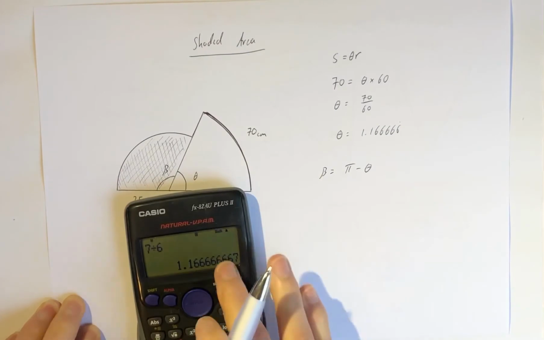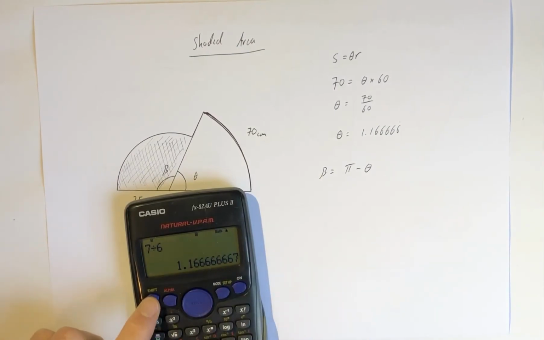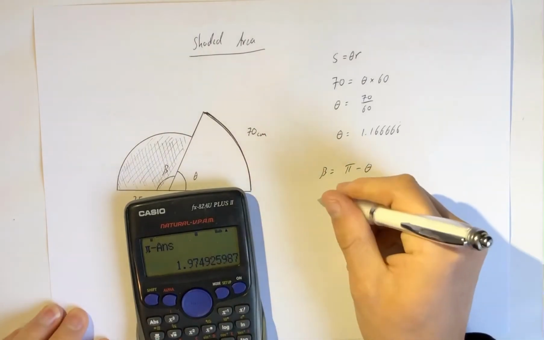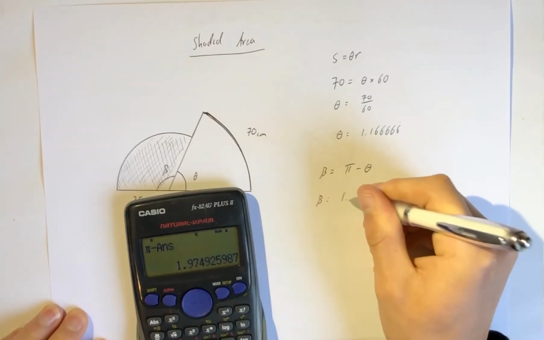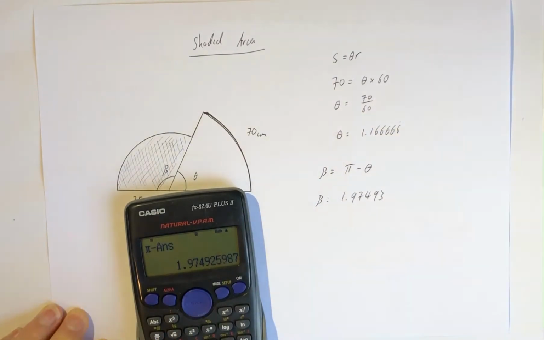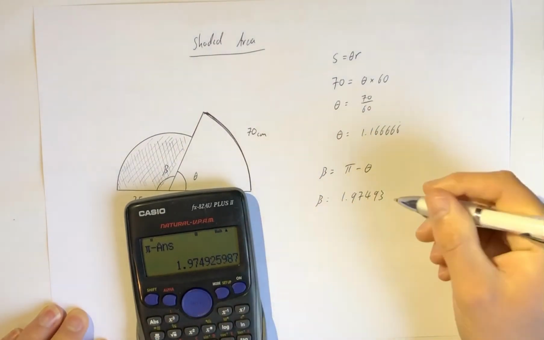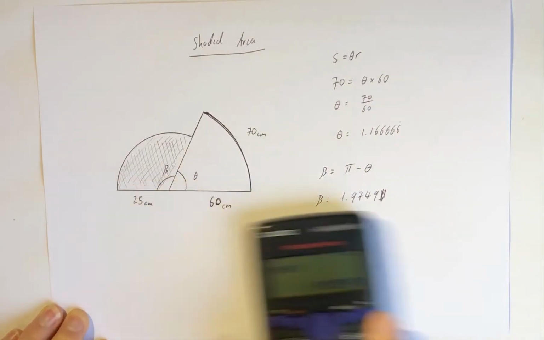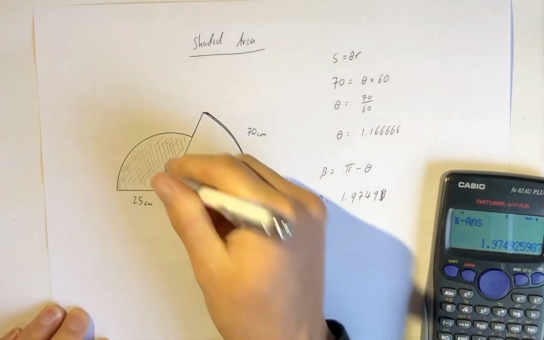So if I keep this in my calculator, and I go pi minus that answer, beta is 1.97493. I want to keep it accurate. Maybe 4 dp is probably all good. Let's go 4 dp, should be fine. And now I can calculate the area of that.